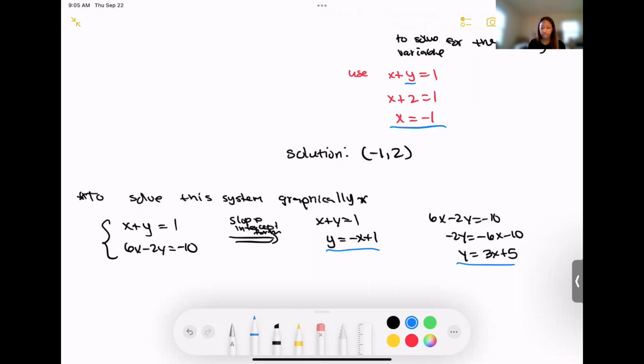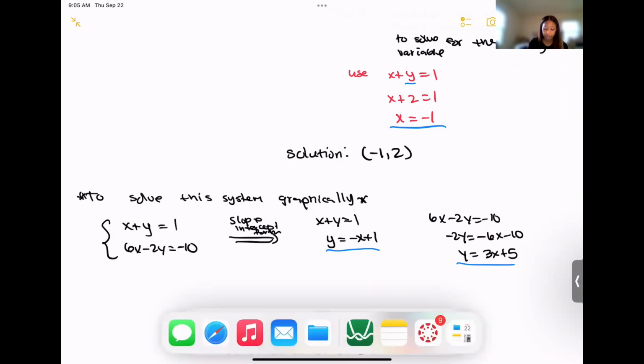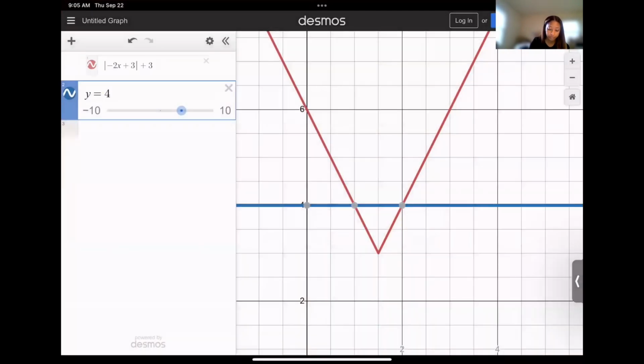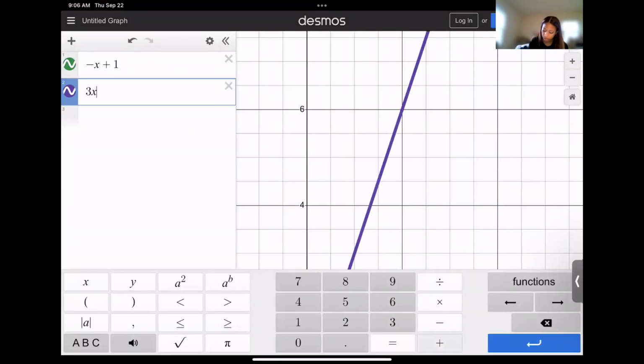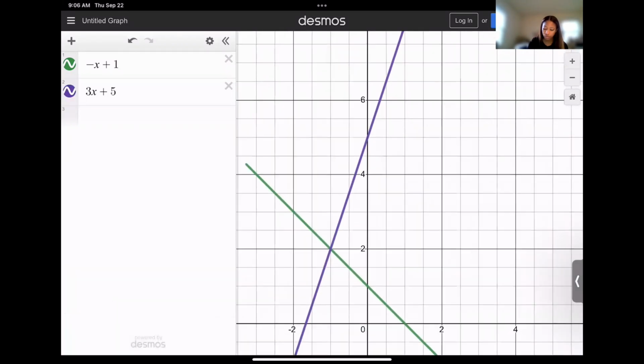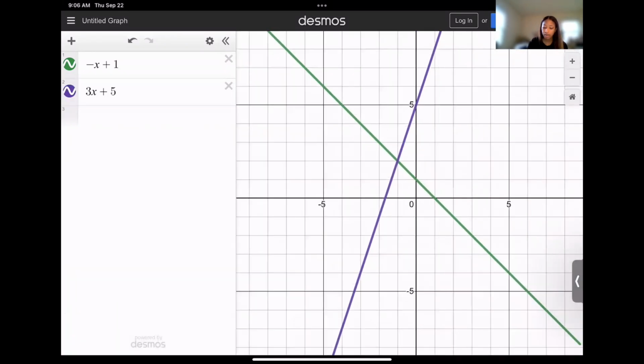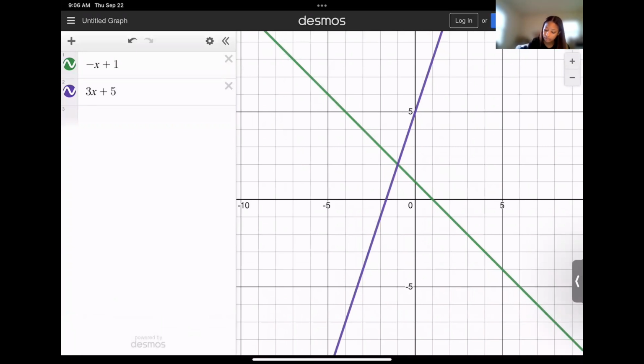Let's do that on Desmos really quickly. So we have negative x plus 1 and 3x plus 5. Negative x plus 1, it's down there somewhere. 3x plus 5. All right, I got to zoom out here. When we zoom out, we get a graph of both of the lines. And when we click on this intersection point, we get the solution that we found algebraically.